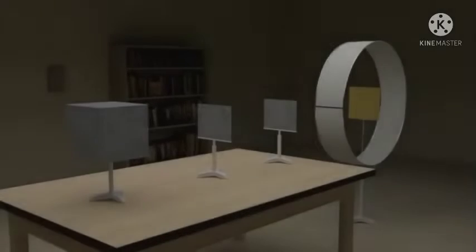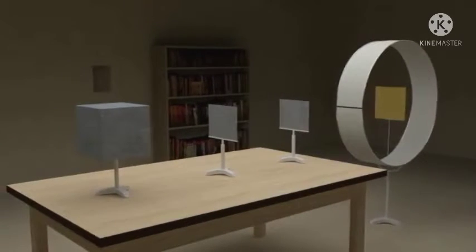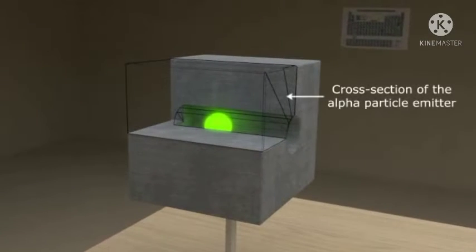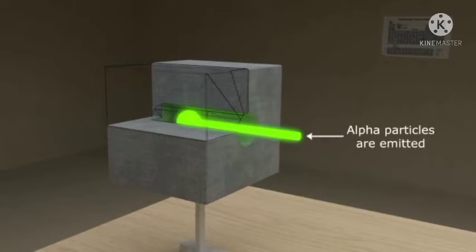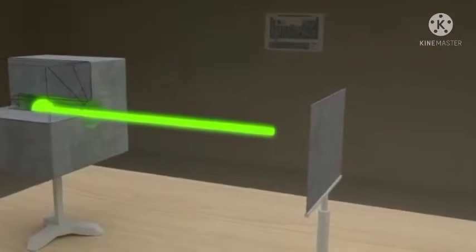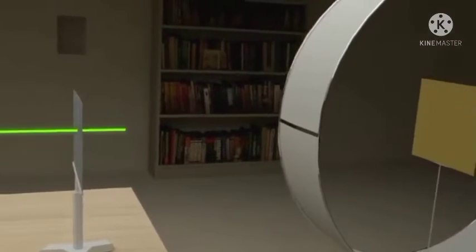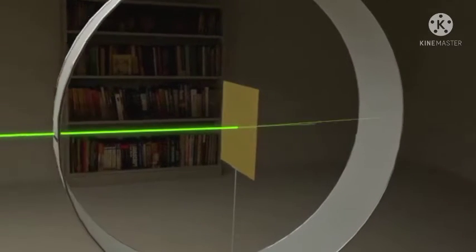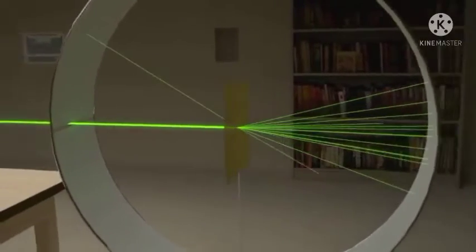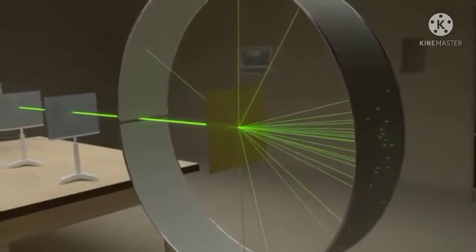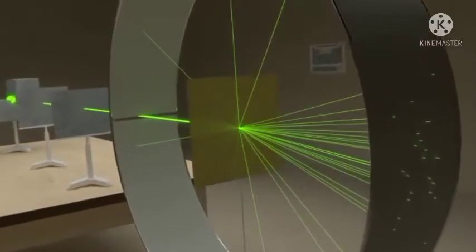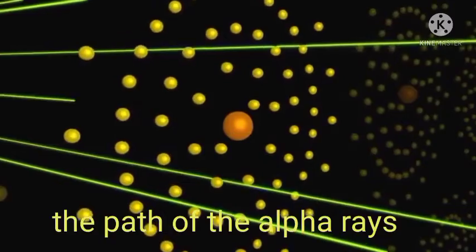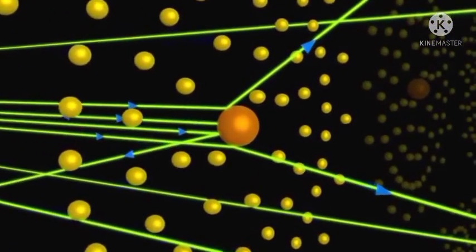Now the procedure. The alpha particles are emitted from the alpha particle emitter and pass through both the slits, which goes and penetrates the gold foil. The alpha rays move straight and some are deflected at wide angles. Now we'll see the path of the alpha rays. In this figure it is shown that some are deflected at wide angles and some move back.